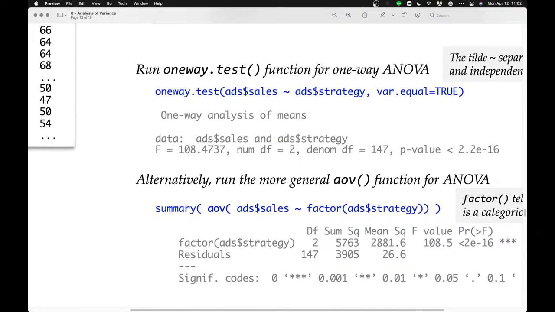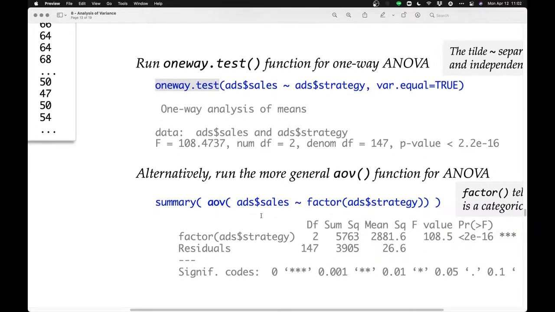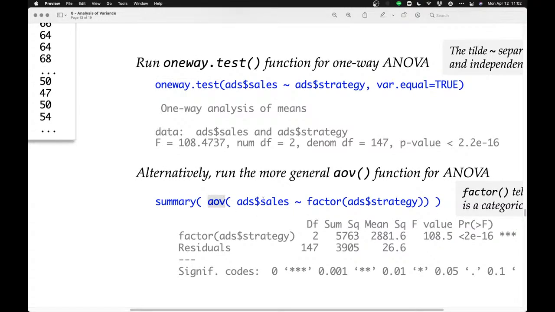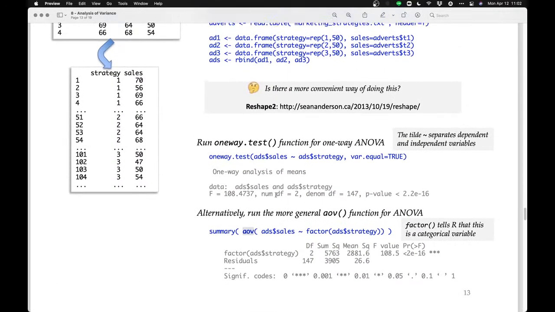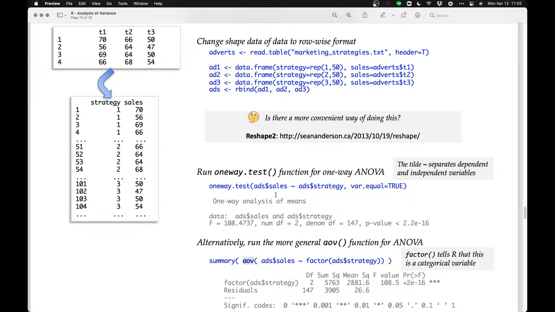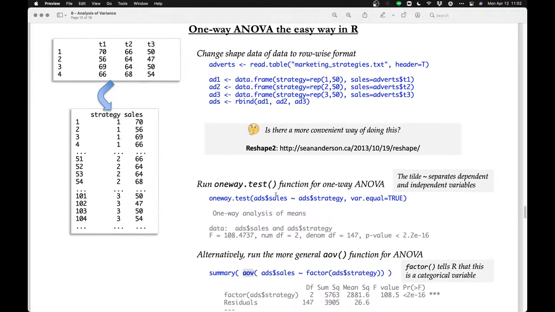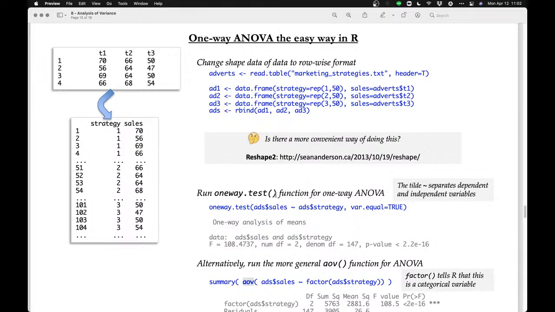There's 2 functions that I want you to become familiar with. One is called one-way test, which is what we just did. It's called a one-way ANOVA. And then there's another function called AOV, which is for more powerful ANOVA designs. All right. But you can get used to both. But I just want to show you a couple of nuances of using them that you should be aware of.